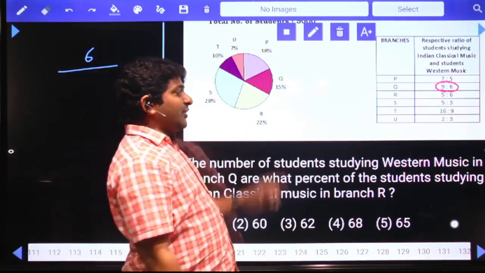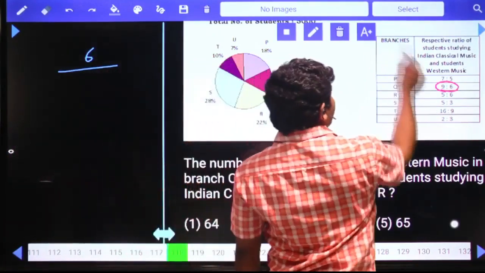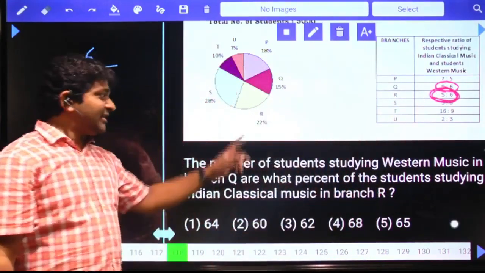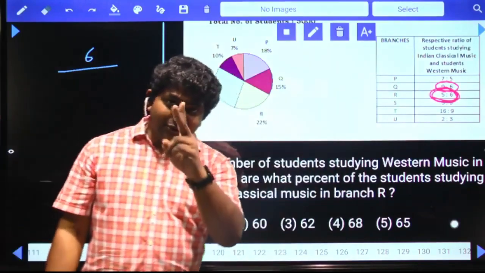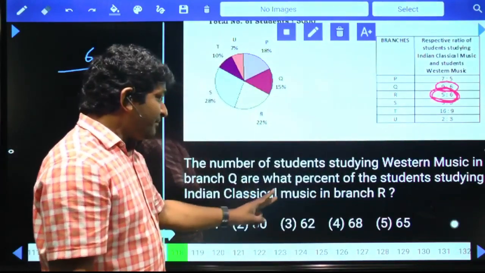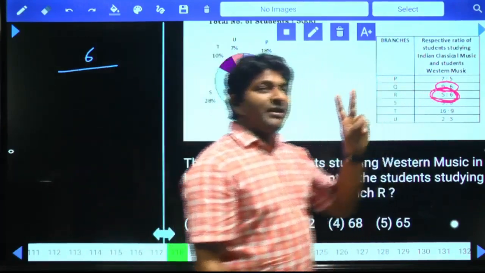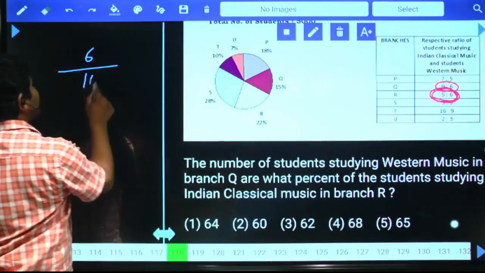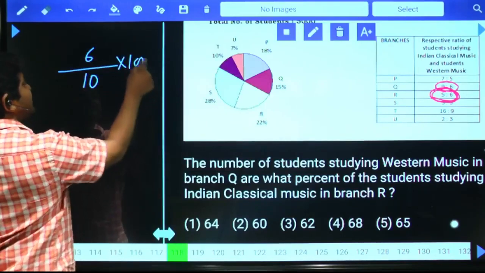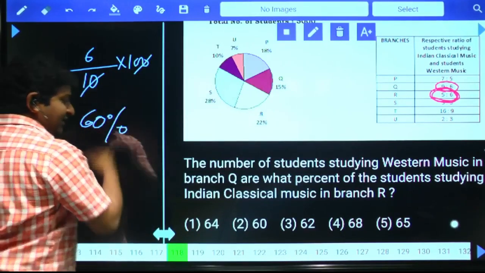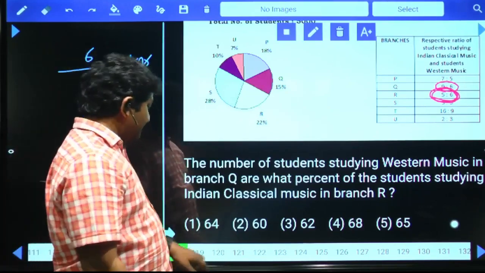R. In total we have 22 percentage, which is divided in the ratio 5:6. So 11 parts total is 22. Each part is equal to 2. And here for branch R we need to go for Indian. Indian classic is 5 parts. 5 into 2 is 10. So that is 6 by 10 into 100, in the sense how much? 60 percentage is the final answer. 60 percentage, second option is the answer.